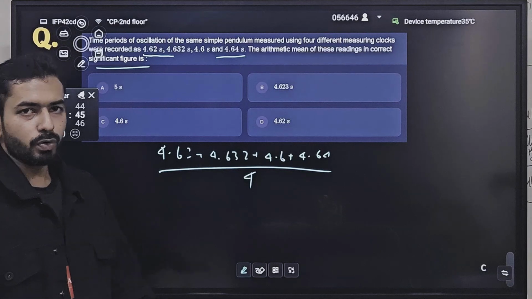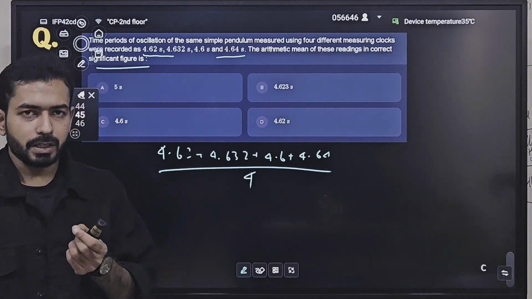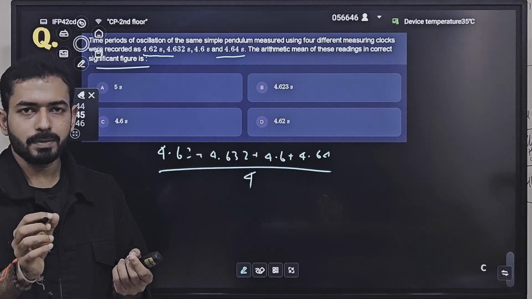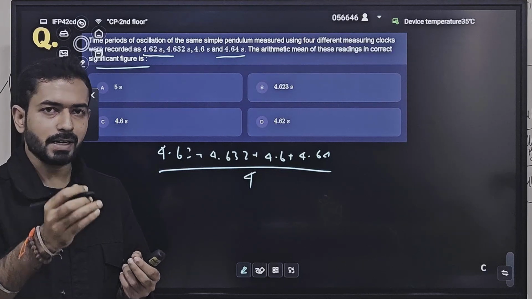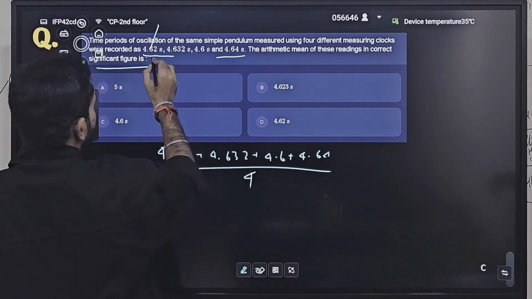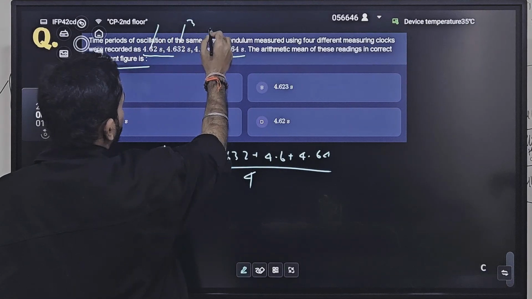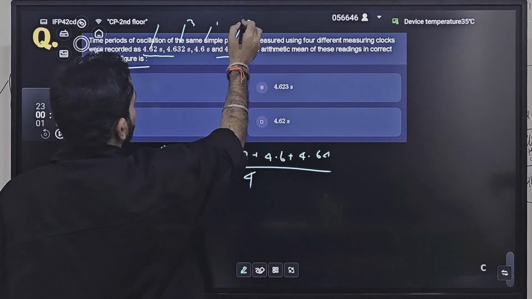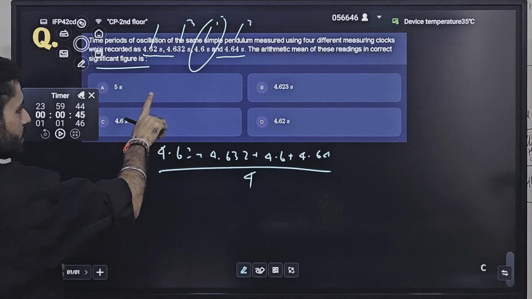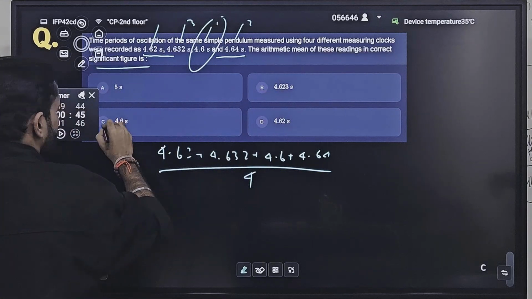Why? You remember that rule of significant figures? In addition, the number with the least decimal places decides the decimal places of the final result. See, how many decimal places? 2 decimal places, 3 decimal places, 1 decimal place, 2 decimal places. That means the final result will have how many decimal places? 1. Which option has 1 decimal place?